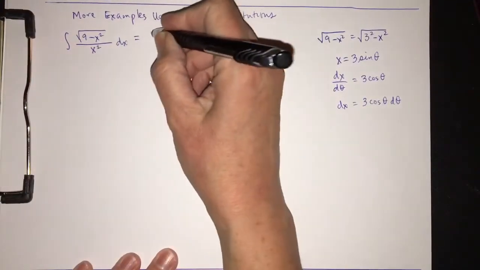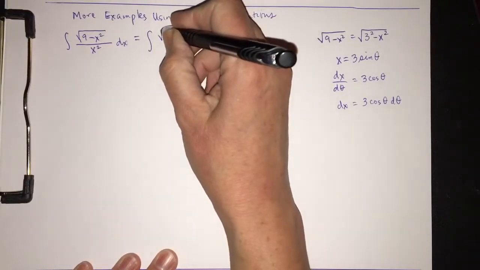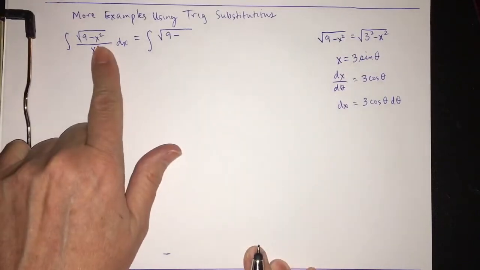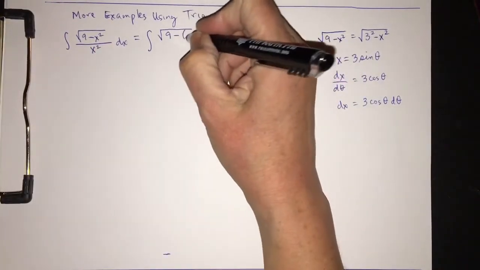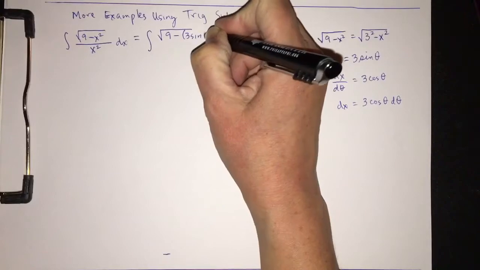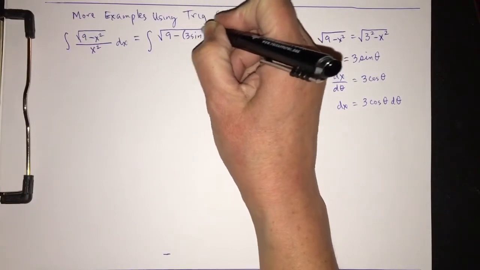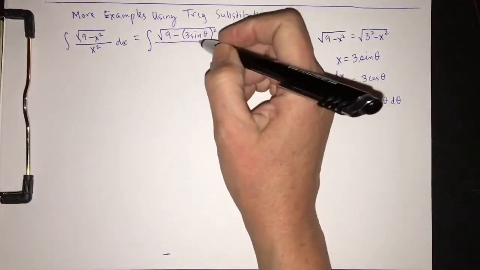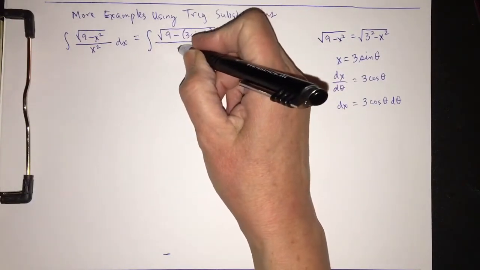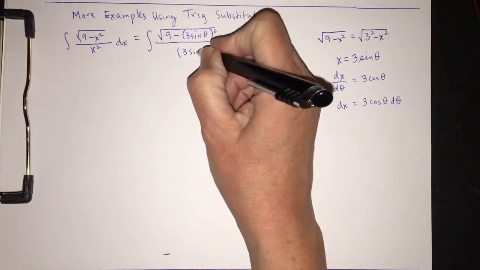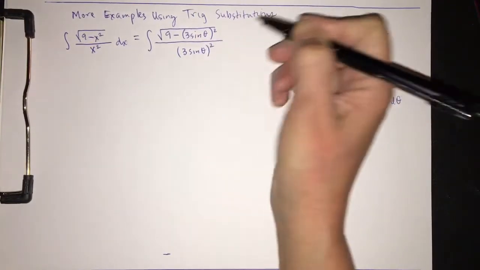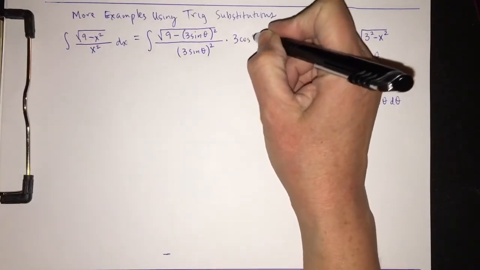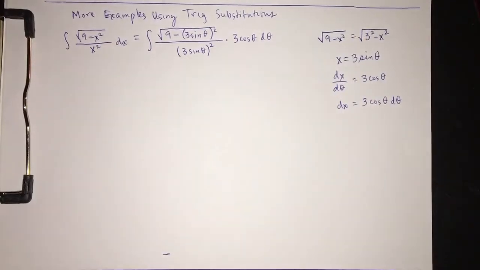This will give us, in this problem, the square root of 9 minus x squared becomes 3 sine theta. So that's 3 sine theta. Since it was x squared, that whole thing is squared. And the denominator, I had x squared, so the denominator becomes 3 sine theta squared. dx is 3 cosine theta d theta.